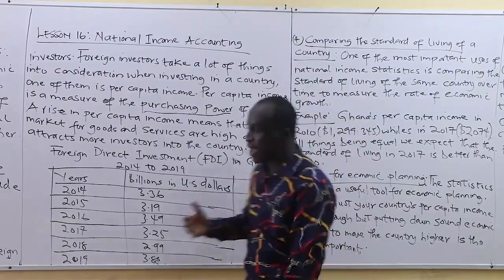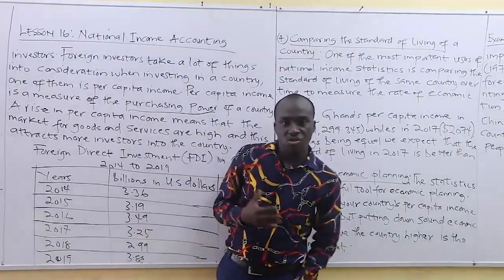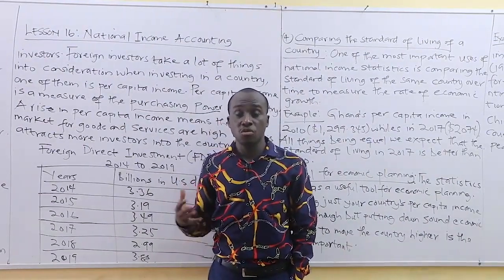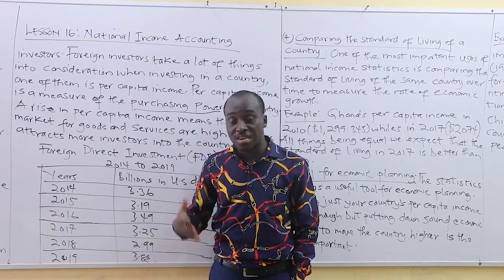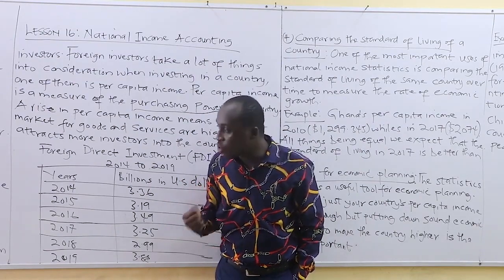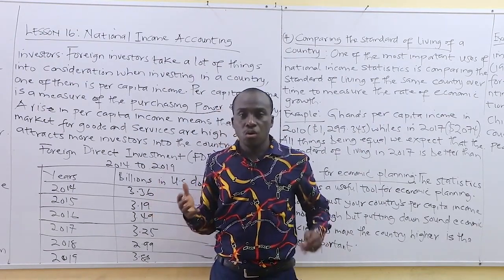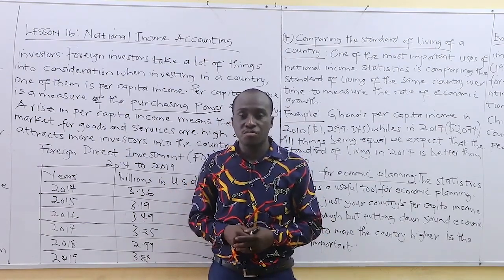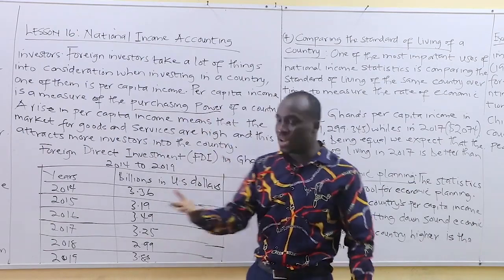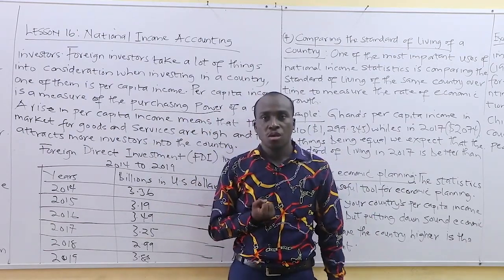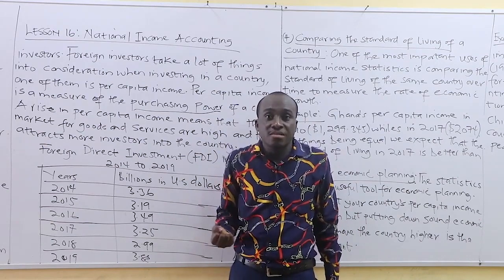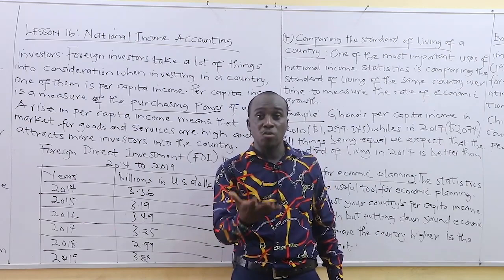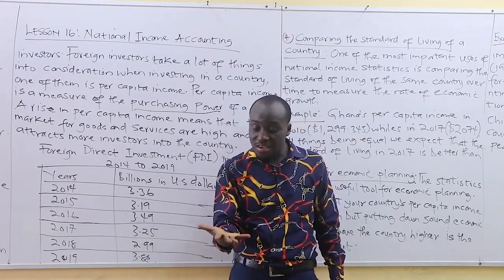When somebody wants to invest into an economy, there are a plethora of factors they will take into consideration. One of them is your per capita income. Why? If your per capita income is high, it means that the country has higher purchasing power. Purchasing power means your ability to buy goods and services. If I earn 10,000 and you earn 2,000, I have higher purchasing power. Why? I have more money to buy goods and services.